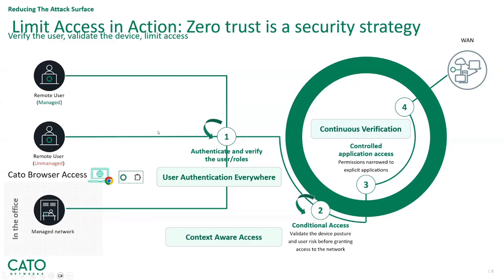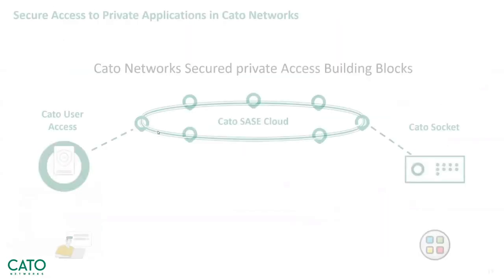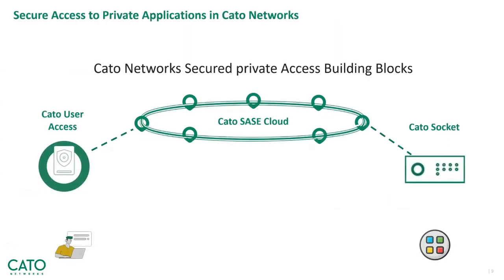Now let's move on to the second module, the second part of user to application access, which is the CATO Socket in the context of application connecting. Raz, this is for you.